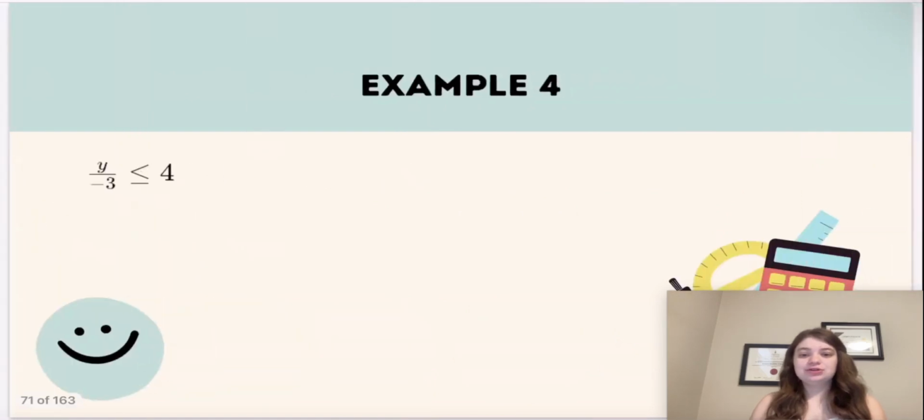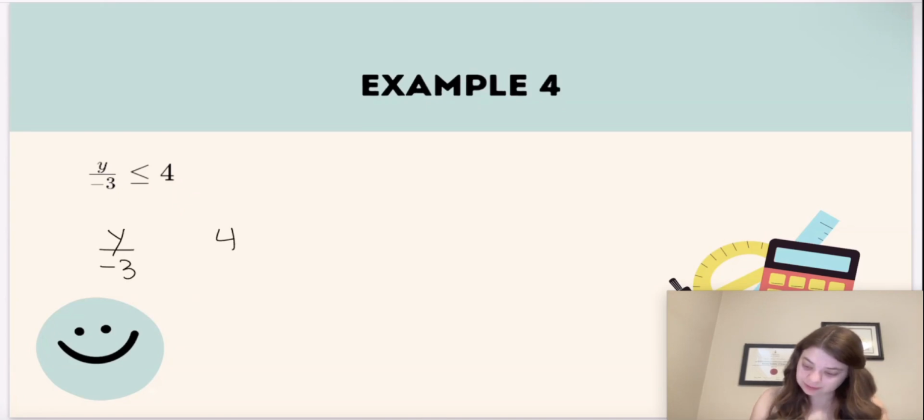Next, I'm going to move on to example 4. So for example 4, we have y over negative 3 is less than or equal to 4. So in this case, what I'm going to do is I'm going to multiply both sides by negative 3. And when I do that, because I'm multiplying both sides by a negative number, I need to flip this inequality. Originally it was less than or equal. I need it to now be greater than or equal.